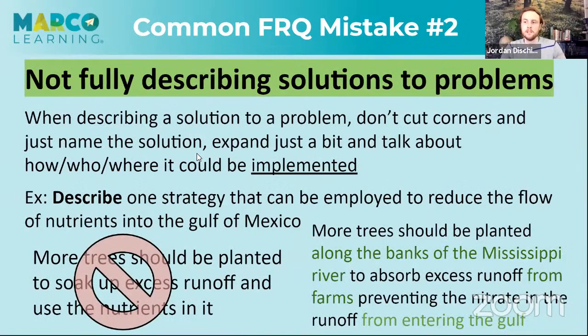So mistake number 2, what is the second thing that students do that costs them points they should earn, or strands points? That would be not fully describing the solution to a problem. So we know for a fact, the College Board tells us, we will have to describe a solution to a problem or propose a solution. And so when you do, don't cut corners. What I mean is don't just say the solution. Don't just say people should stop burning coal or people should stop driving their cars. It's just too vague. We need to be a little bit more precise.